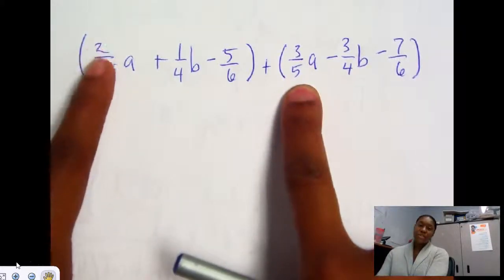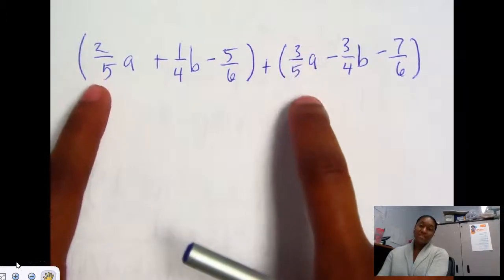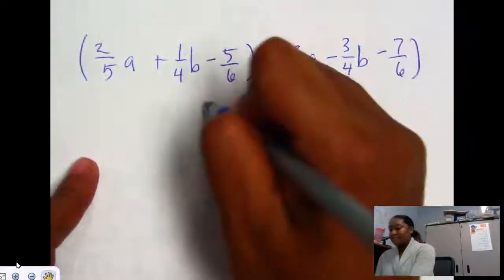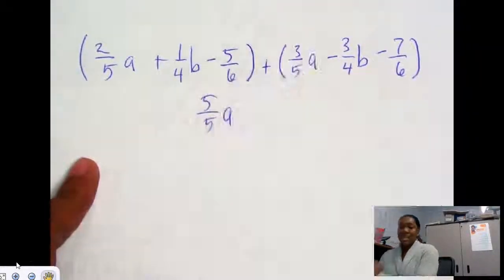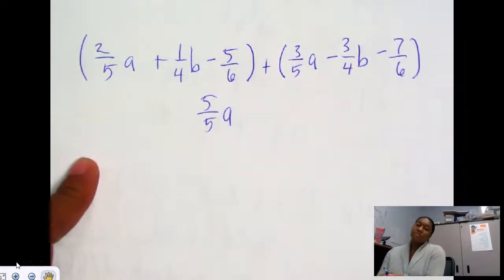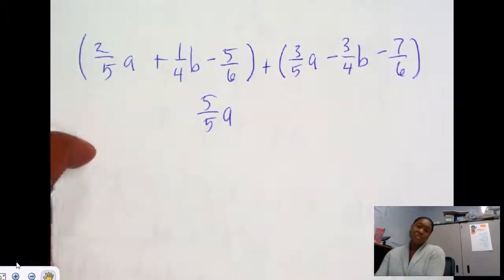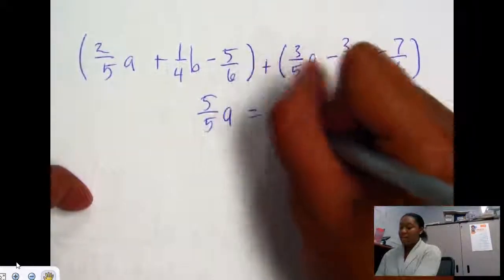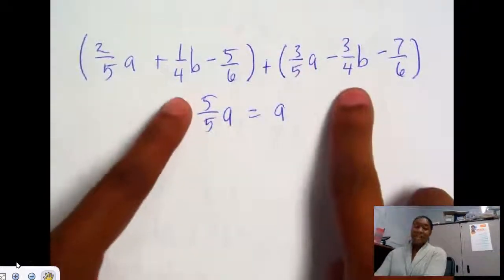So if I have 2/5 plus 3/5, that's 5/5. Leave the denominator the same. And that's the same as 1, right, for the coefficient. So we could just write it as a instead of 1a. Okay? Now we're going to combine these two.